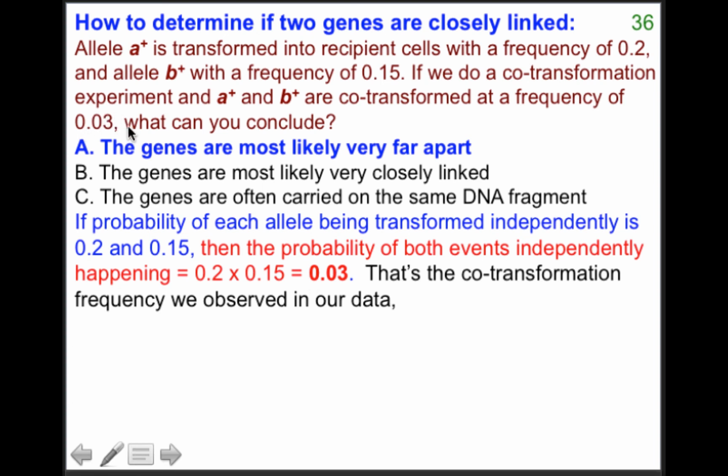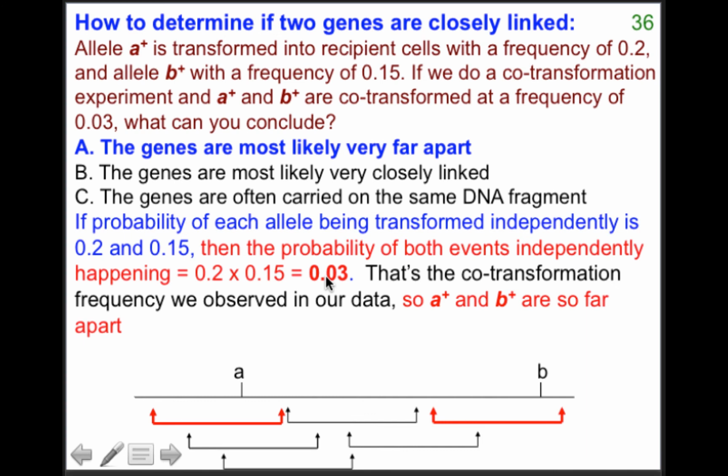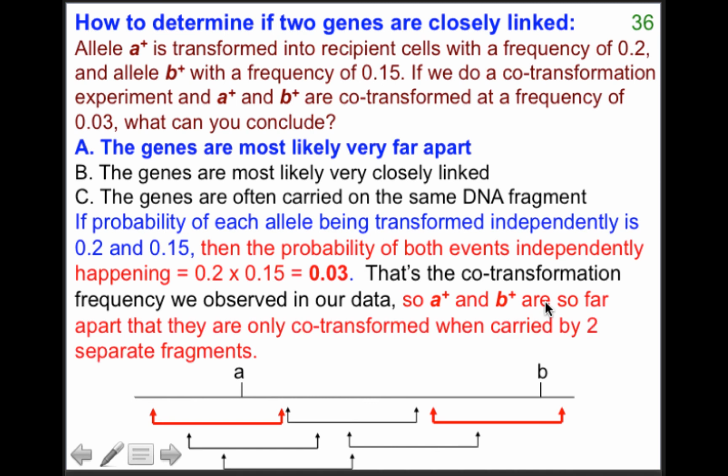So this data would suggest that they are not closely linked, that the only way that they show up in the same cell is if they both get transformed into the cell separately. Okay, so our conclusion from this data is that the A plus and B plus genes are so far apart that they're only co-transformed when they're carried by two separate fragments, right? The fragments are never big enough to carry them both at once.